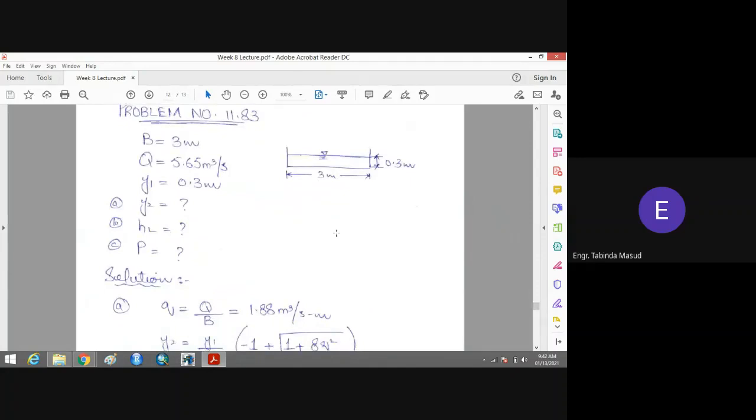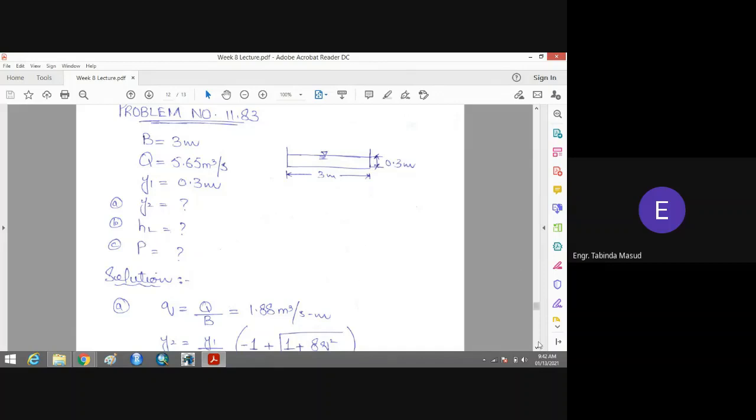It is given that there is a rectangular channel for which the depth of the flow is 0.3 meter and the width of the channel is 3 meter. Discharge is given and Y1 is given. And it has been asked what will be the depth of the flow after hydraulic jump. We have to find the value of Y2. We have to find the head loss and the power loss.